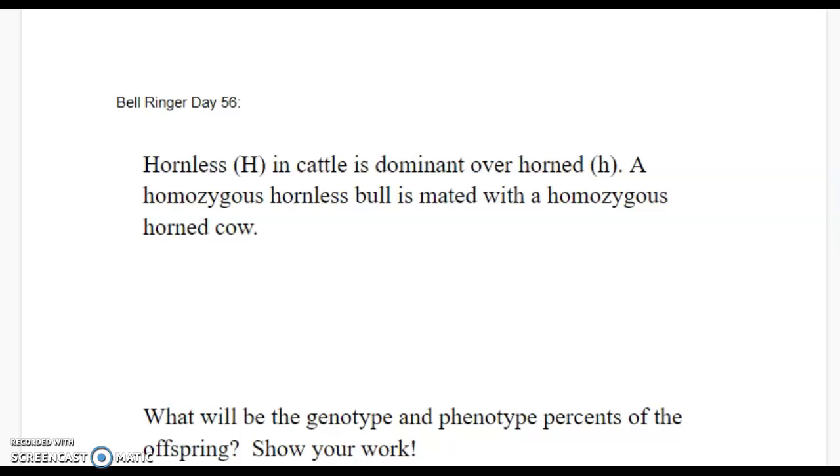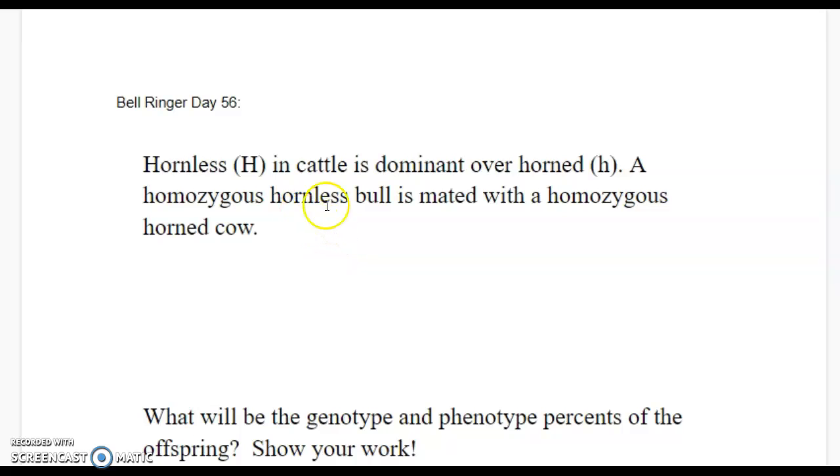Okay, today's bell ringer, day 56, says hornless cattle, big H, is dominant over horned cattle, little h. A homozygous hornless bull is mated with a homozygous horned cow. Homo means the same. So if it's homozygous hornless, which is dominant, it's big H. Homo means they're going to be the same.